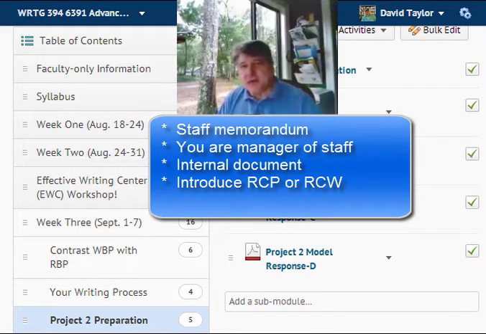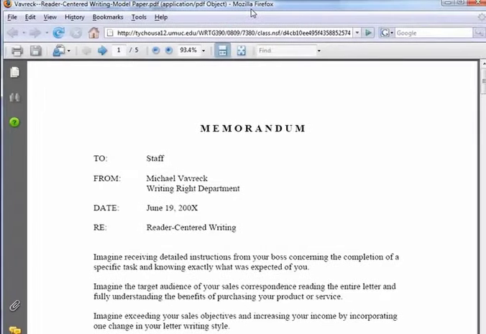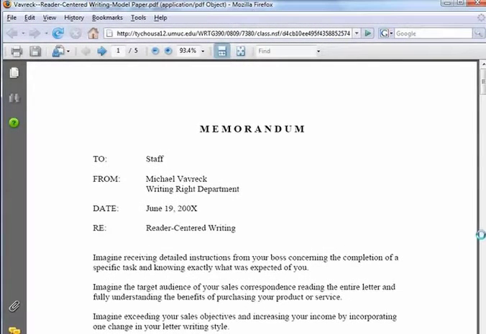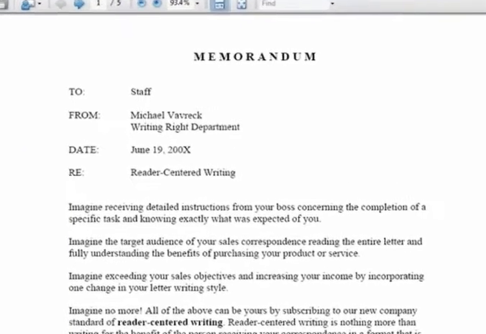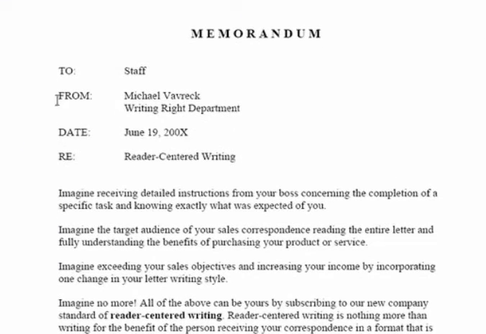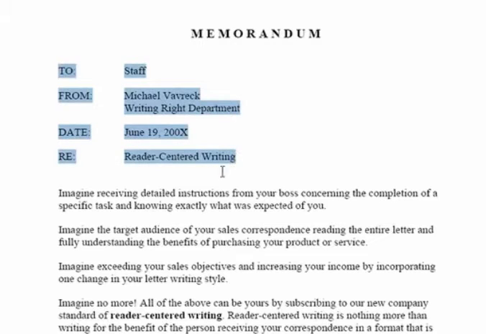So with that as background, let's take a look at these model papers so you can see exactly what I want you to do. Let's take a look first at the first model paper. And here it is. As you can see, Michael formatted his memorandum like a normal looking memorandum. Doesn't have to be anything fancy. Keep in mind that the columns here are aligned left. That's often a mistake with beginning memo writers.